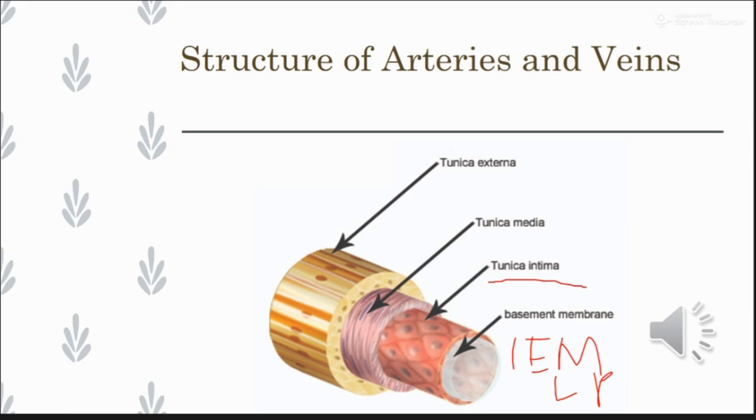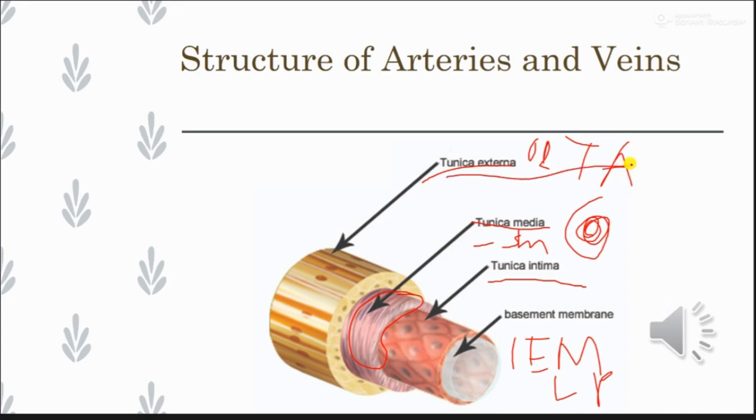On the other hand, your tunica media, being in the middle, is composed of smooth muscle cells arranged circularly around the blood vessels. This tunica media is important because it regulates the blood flow through contraction and relaxation, since it's a smooth muscle. Let's go to your tunica externa, also known as the tunica adventitia.